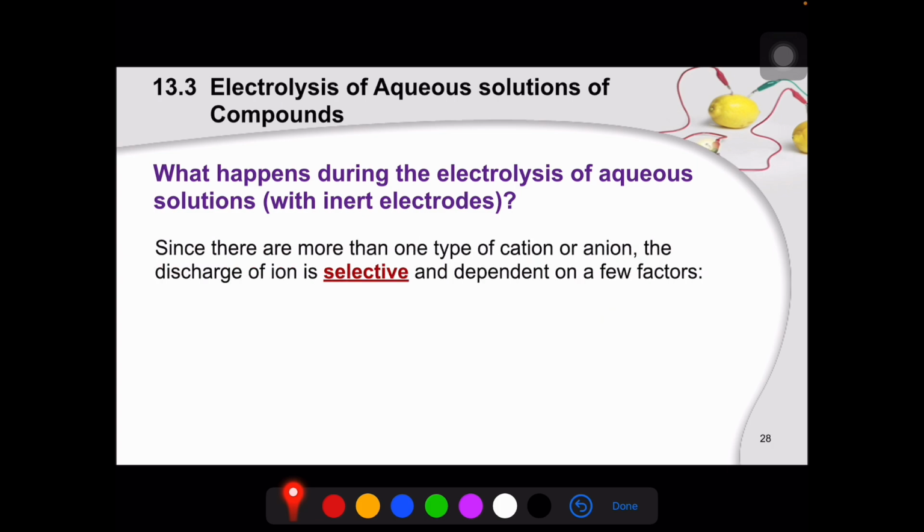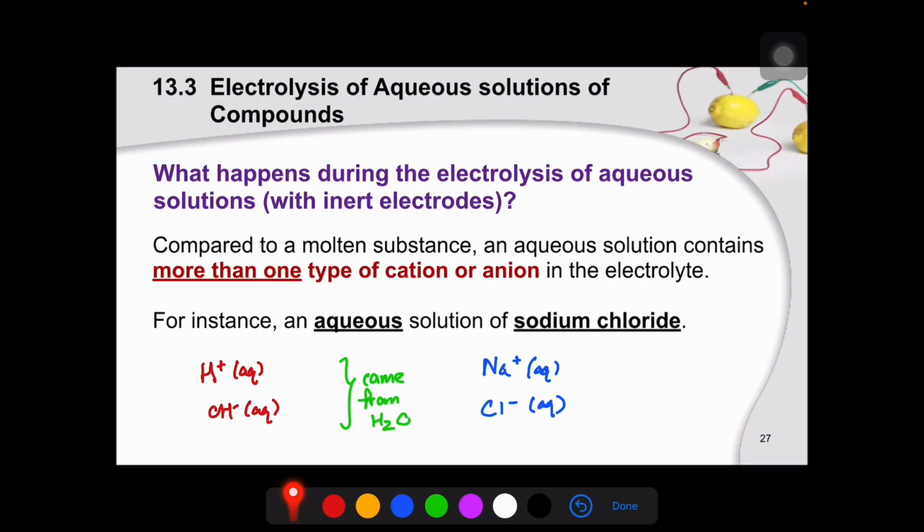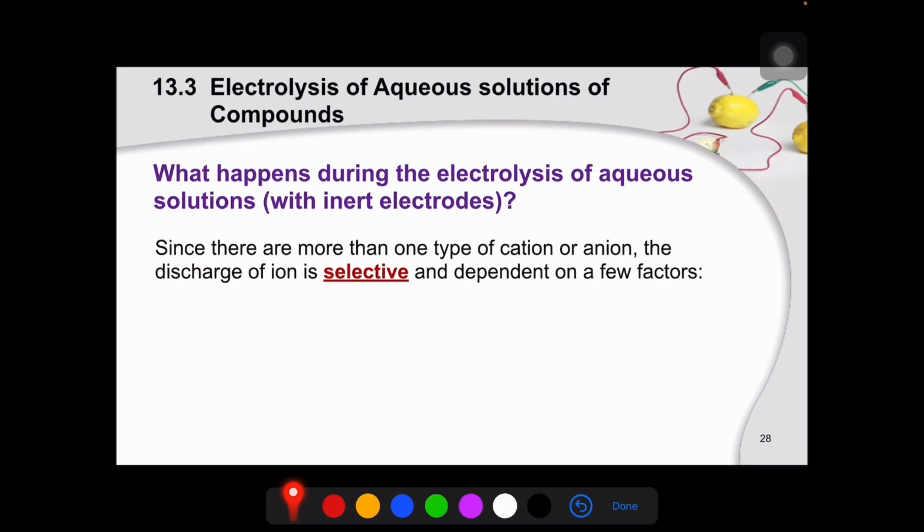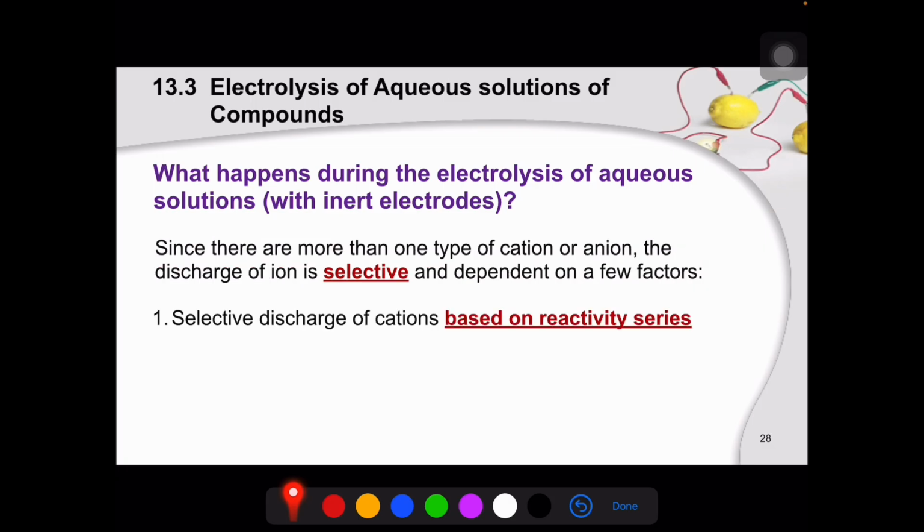So because there may be now more than one type of cations or anions, the discharge of the ion is now a selective process. Now, what do I mean by selective? I mentioned just now that there can be H plus, there can be Na plus, there can be OH minus, there can be Cl minus. If you recall in the previous video, this will mean that the ions will move towards the electrode, and then there is actually a choice between which ion should be reacting. So that is what we call the selective discharge of ions.